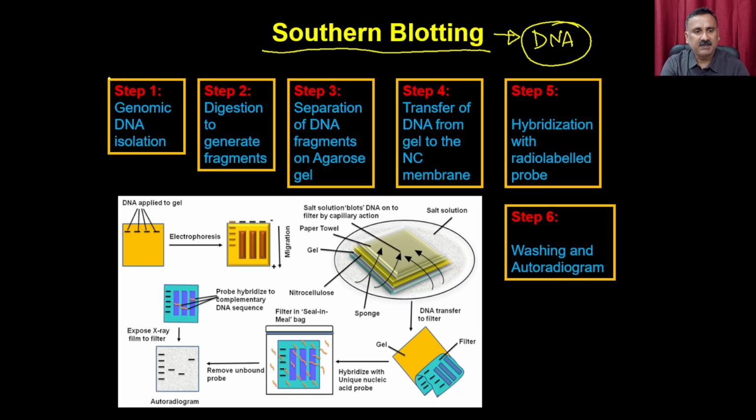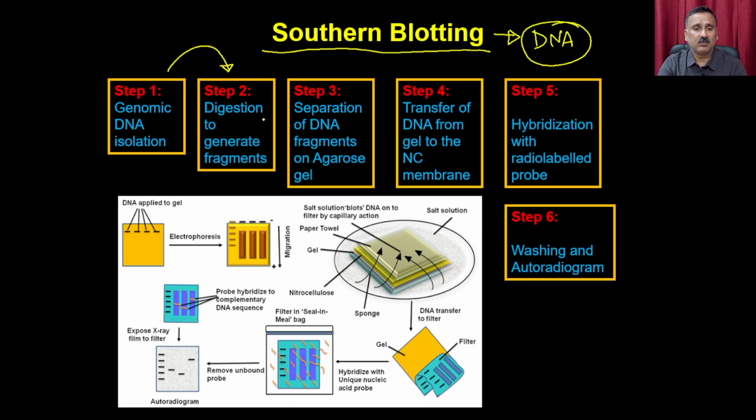The first step is that you are going to isolate the genomic DNA from the organism. Then in the second step, you are going to digest the genome, because the genome is very long, right. So, you cannot analyze where the probe is binding. What you can do is digest the genome, so that you are going to have different types of fragments.